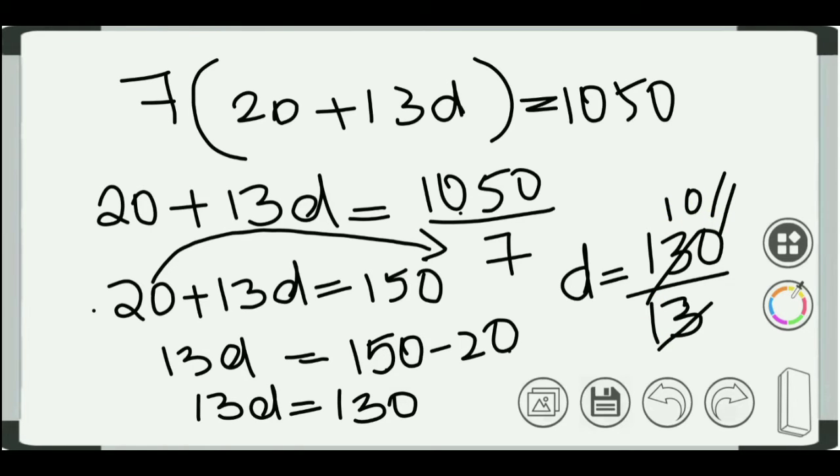Now we didn't reach the answer. We just got the value of d. Now we need to find the 20th term. So common difference is 10. First term a is 10. You can find the 20th term. So a is equal to 10, d is equal to 10.